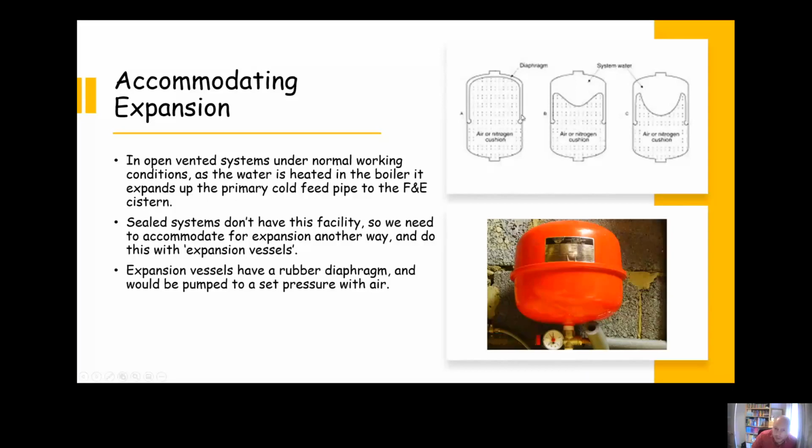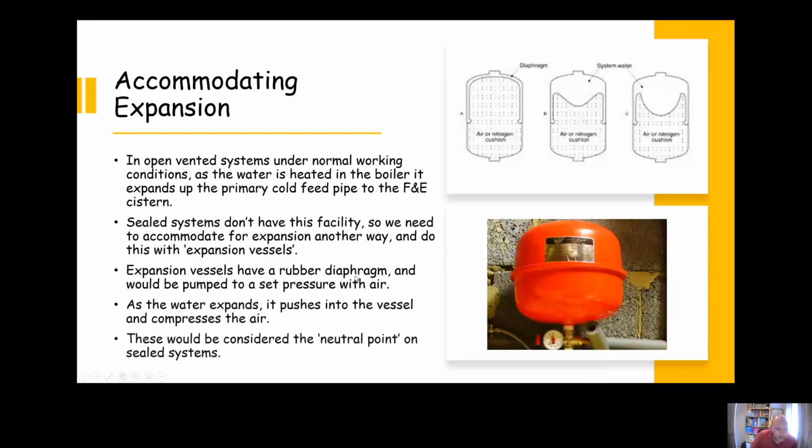It would be pumped full of air or nitrogen, and as the system water heats up and expands, it would push into the expansion vessel, push on the diaphragm, which would then squeeze this air cushion in here. And in sealed systems, as I mentioned right back at the start, the expansion vessel is considered to be the neutral point of the system, and ideally you'd fit the pump just shortly after that.